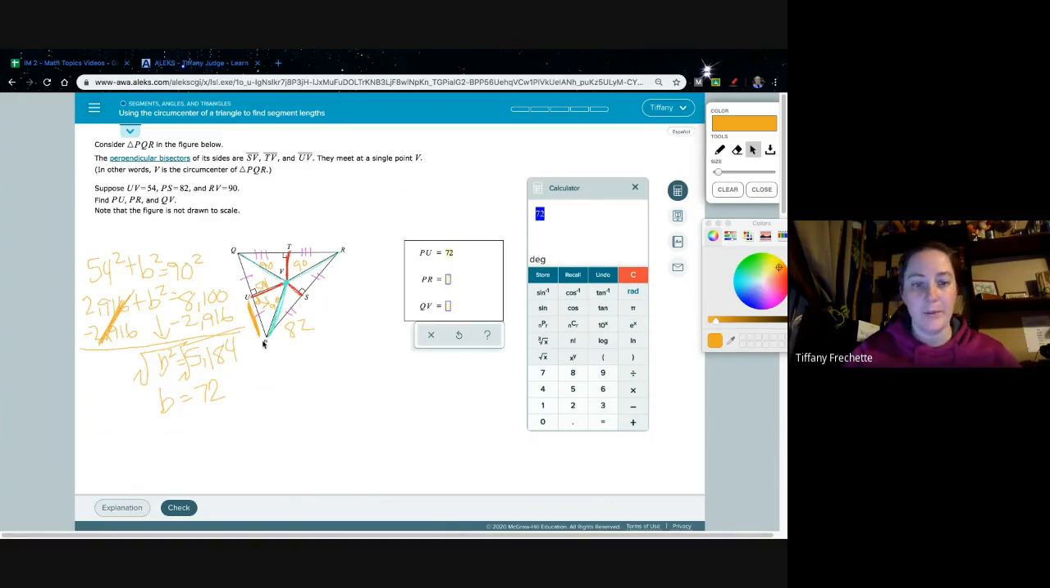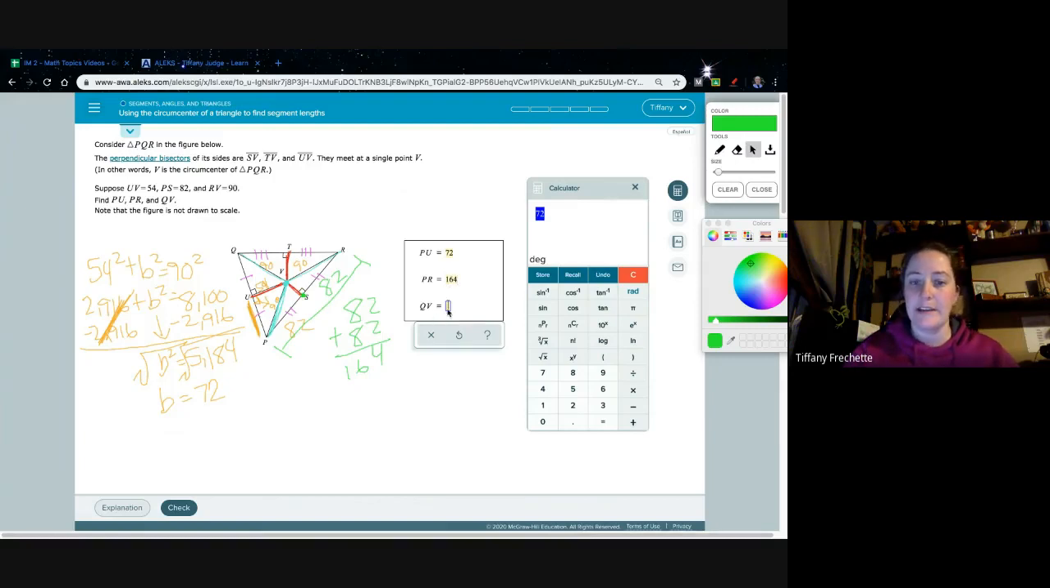PR, so we want this whole length here. I'm going to switch up to a kind of bright green. So I want this whole length here. So PR. I already know this half is 82. And I'm saying half, so I'm kind of giving it away here. Remember, this was a bisector, so this is the midpoint. Half is 82. Well, this other half also has to be 82. So we just want to add these two together. So we get 164.